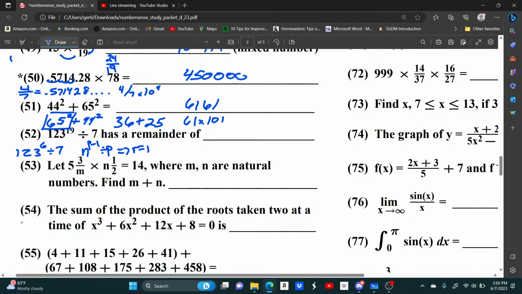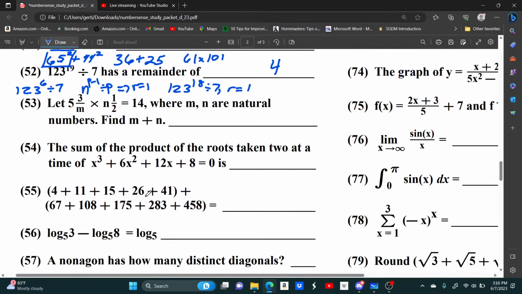So 123 to the 6th divided by 7 has a remainder of 1, which means if I cube this number and get 123 to the 18th divided by 7, that's also going to have a remainder of 1. And so to find 123 to the 19th, I just have to multiply by 123 one more time. So this problem simplifies to what's the remainder when 123 is divided by 7. It looks like that's just going to be 4.